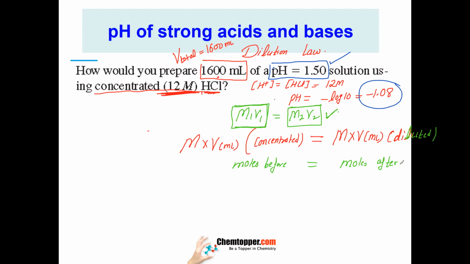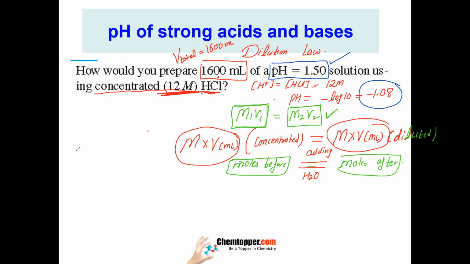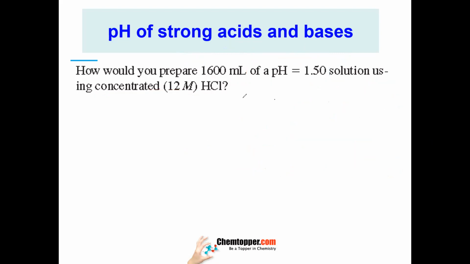She was the one who was listening very carefully. Moles before dilution and moles after dilution. Dilution means adding water. We are just adding water. We are not adding the solute. We are not adding any more quantity. We are just adding water. So the moles are not changing. These are the moles. Okay, so we are going to use the dilution law here. M1 V1 equals M2 V2. This is before dilution. You can use any part as before, any part as after. And this one is after.